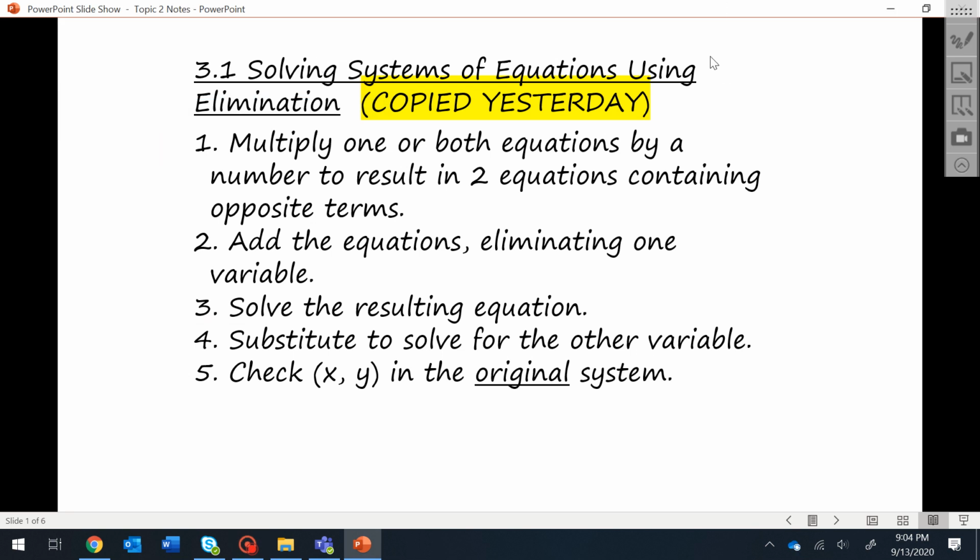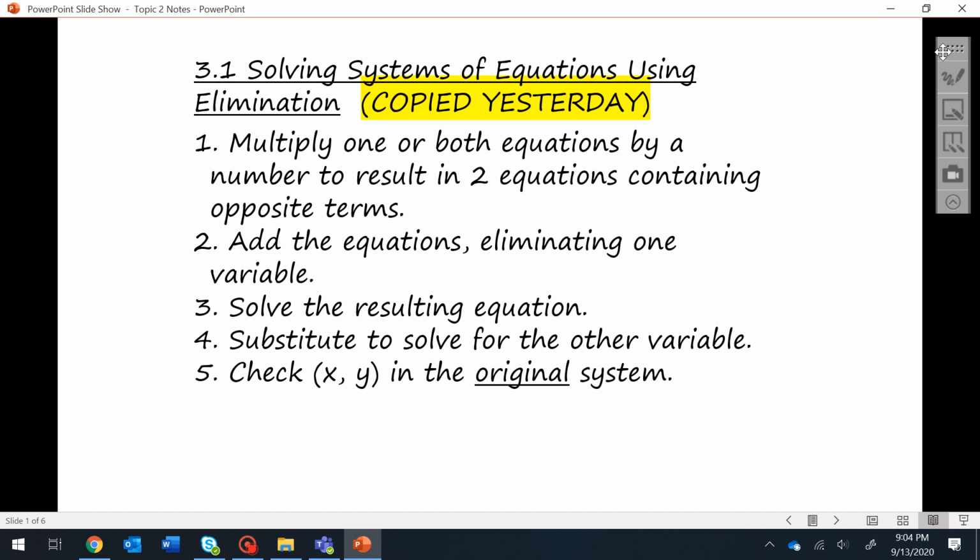Now, yesterday we saw how to solve a system, finding the point of intersection by graphing the two equations. Today we're going to see how to solve it algebraically without having to graph the system. And the one technique we're about to see is called the elimination method. The steps are listed here. We'll see them in action in just a second.